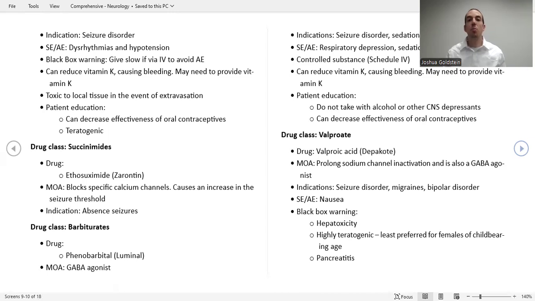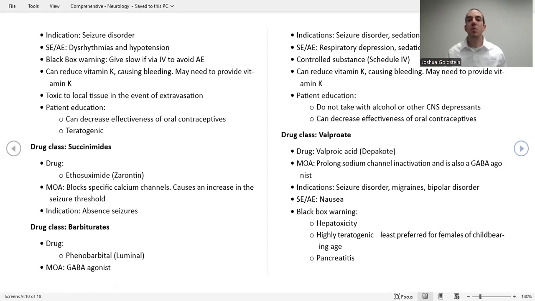Next drug class we have is valproate. And if you've already taken mental health, you've seen this as a bipolar medication. But over here, we're talking about it as an anti-seizure medication. How does this work? Again, same thing as we had earlier with the hydantoins. It prolongs the sodium channel inactivation. Plus, it also has some aspects of being a GABA agonist, meaning that it slows down the brain. It hits the brakes of the brain.